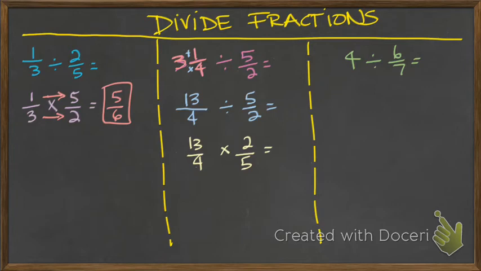I noticed that there's a 2 in the numerator and a 4 down here in the denominator. I can divide those both by 2. 2 divided by 2 is 1, so I'm just going to change that to a 1. 4 divided by 2 is 2. Now I can multiply across. 13 times 1 is 13. 2 times 5 is 10. So this is our simplified improper fraction.